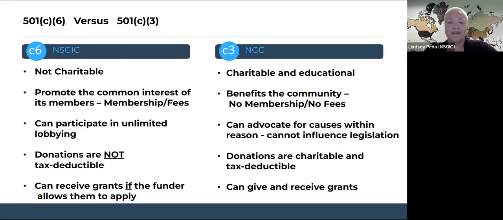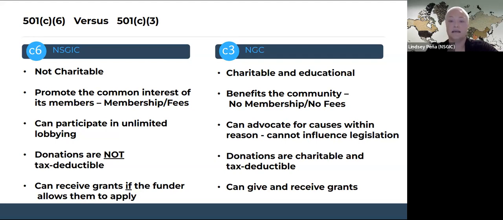So NGC is basically being set up to where it will have a charitable and educational purpose, meaning that there are no specific members that we are promoting the interest of, rather this organization has the opportunity to benefit the community. So there will be no members associated with this organization, as well as no membership fees. A C3 can advocate for causes within reason. However, it cannot influence legislation. So that's one of the biggest differences between these two types of organizations.